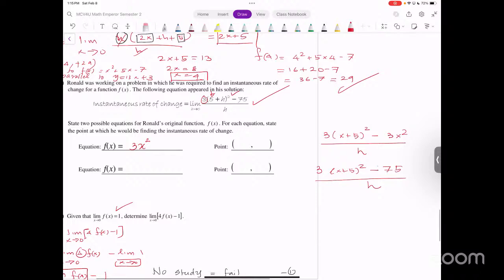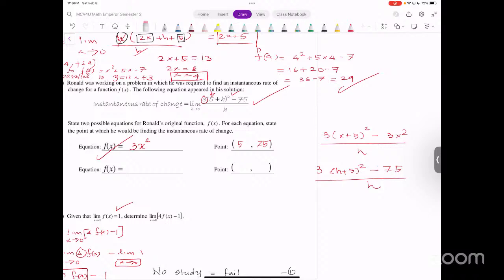So, h is supposed to be replaced by x plus 5. So it is possible that he tried to find out the derivative, the instantaneous rate of change for the function 3x squared at the point 5 comma 75. That is possible. The question is, what is the other possibility? Is it 5 or minus 5? 5 comma 75, so, because of the 3x squared, 3 times x plus h whole thing squared minus 3x squared, isn't it? When x is substituted with 5, that is where the 75 comes from.